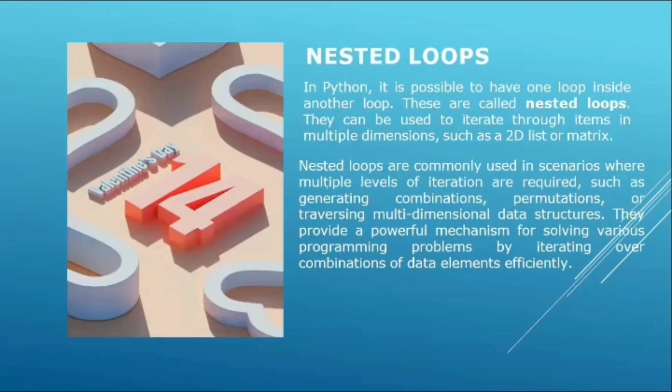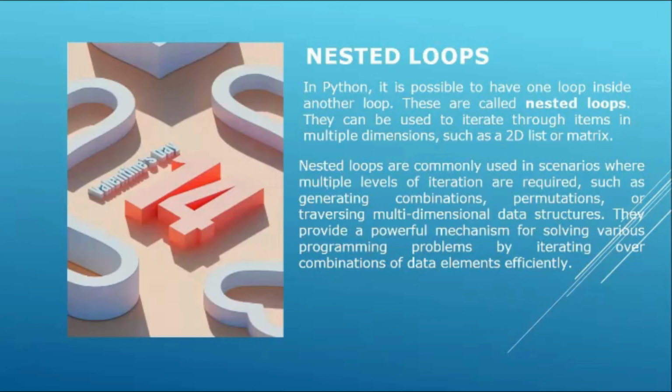The next one coming into the picture is nested loops. As the word says, nested means one loop inside another loop. In Python, it is possible to have one loop inside another loop, and they are called nested loops. For example, a for loop inside a for loop. That is called a nested loop.